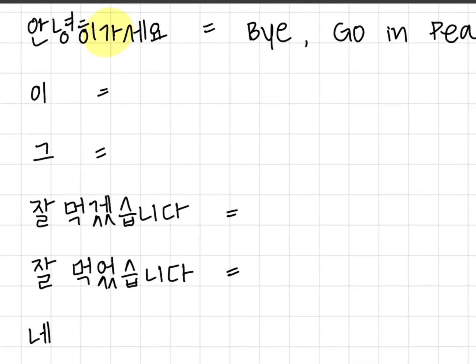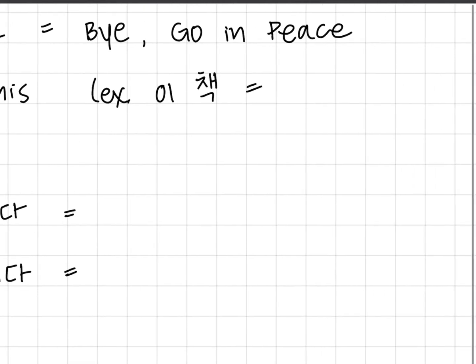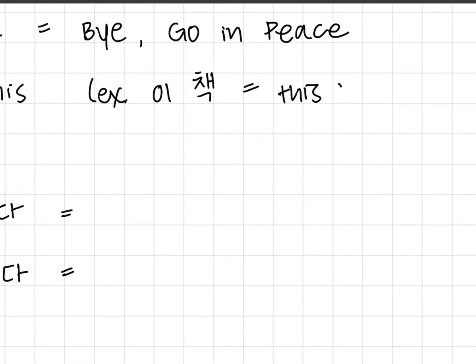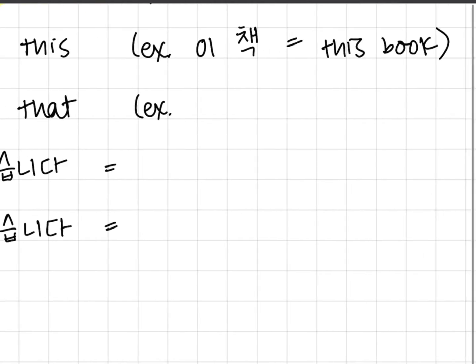이 means this, and you can use this with anything. So, for example, if you're talking about a book, you would say 이 책, which means this book. 그 means that. So, again, if you're talking about that book, you could say 그 책.